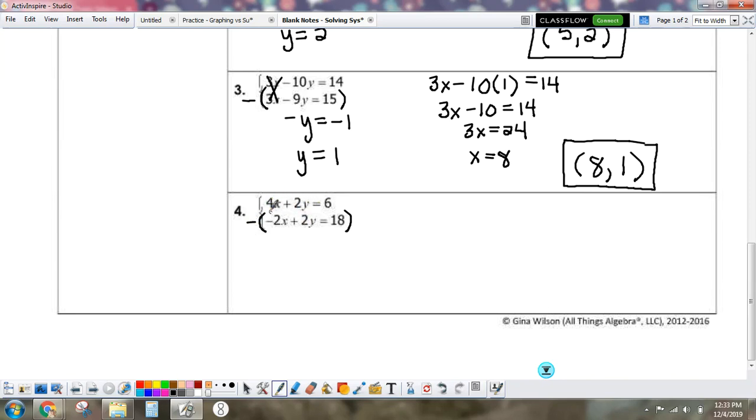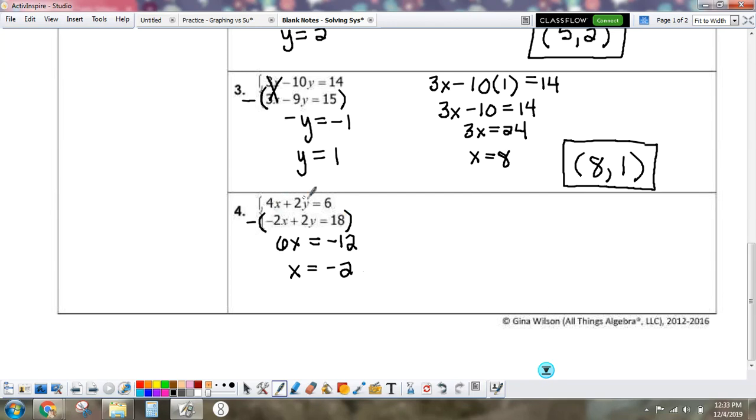So 4 minus a negative 2. 4 minus negative 2 is the same thing as 4 plus 2. 4 plus 2 is 6. 2y minus 2y is 0. 6 minus 18 is negative 12. Divide both sides by 6. Right, so that's my x term.